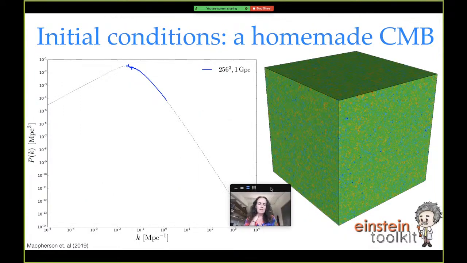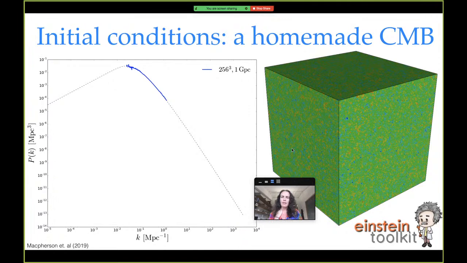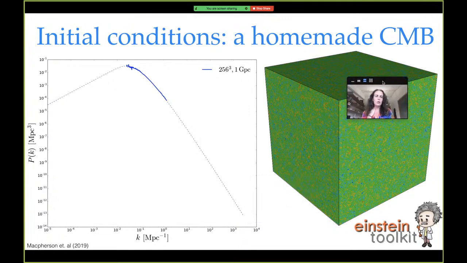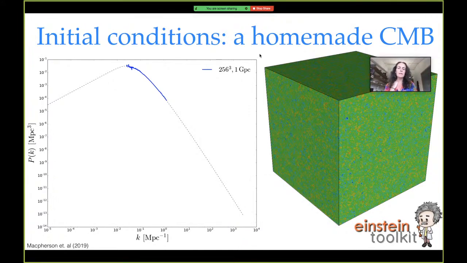So again, Daniel did touch on this too, but just a few words about the way we make our initial conditions. So what we want is to look at GR effects in our own universe. So ideally we would have a simulation that best represents what our universe looks like, or as well as we can. So we use the matter power spectrum of fluctuations in the CMB. So that's this dashed curve here, which we get output from CAMB.